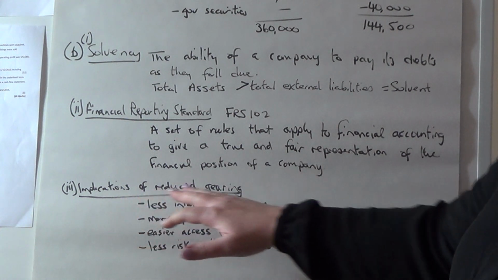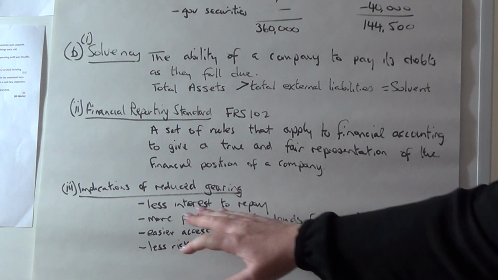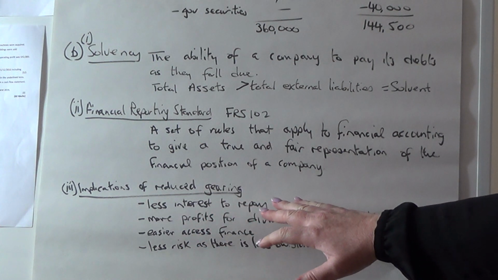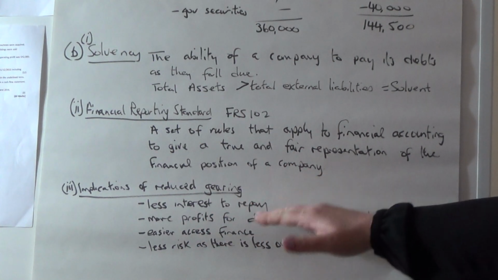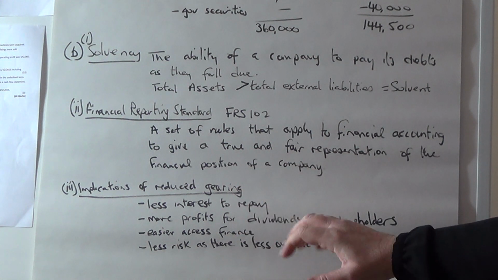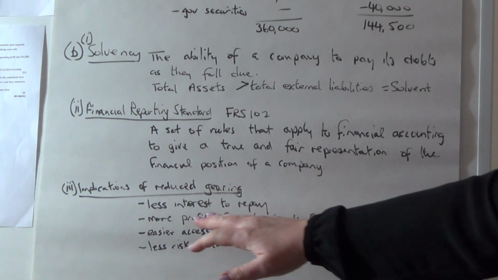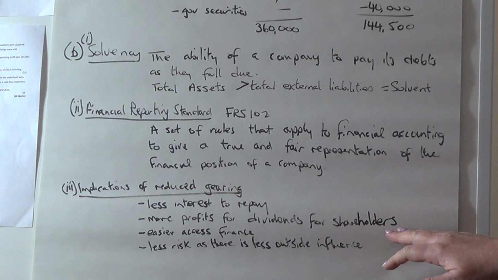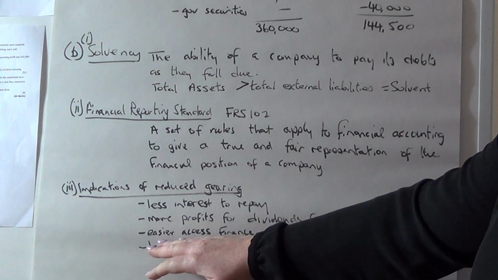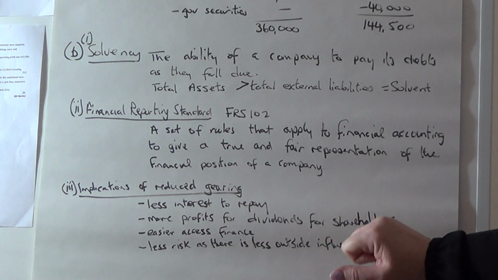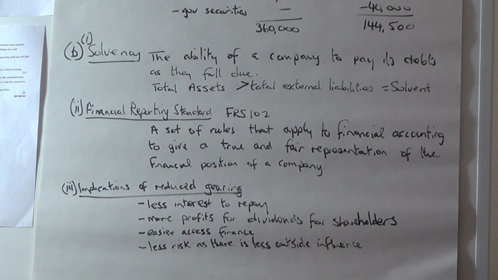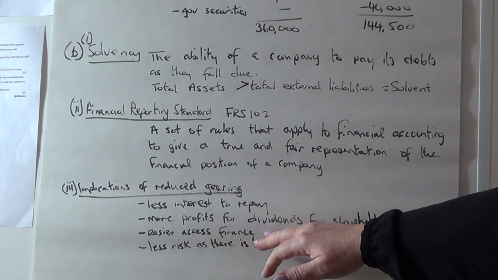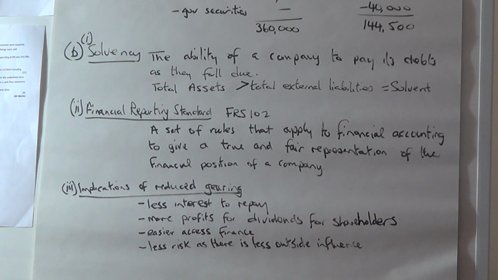And finally, it asks for implications of reduced gearing. So that has implications for interest. If there's less debt, there's less repayment of interest, so that's good for the company. It means there's more profits available for dividends for the shareholders, so they would be happier. And it also means then if your gearing is low, a bank is more likely to lend you money, because you have capacity to repay the interest and the loan, so it's easier to access finance. And there's less risk as there is less outside influence, and you're less vulnerable to fluctuations in interest rates as well.